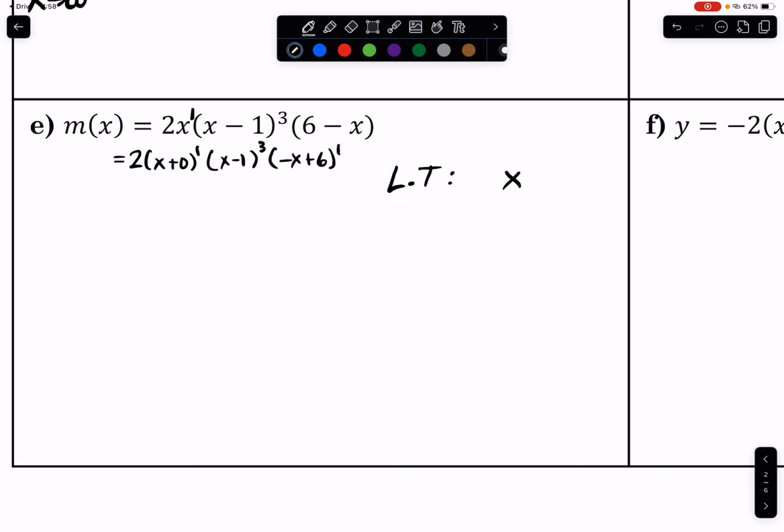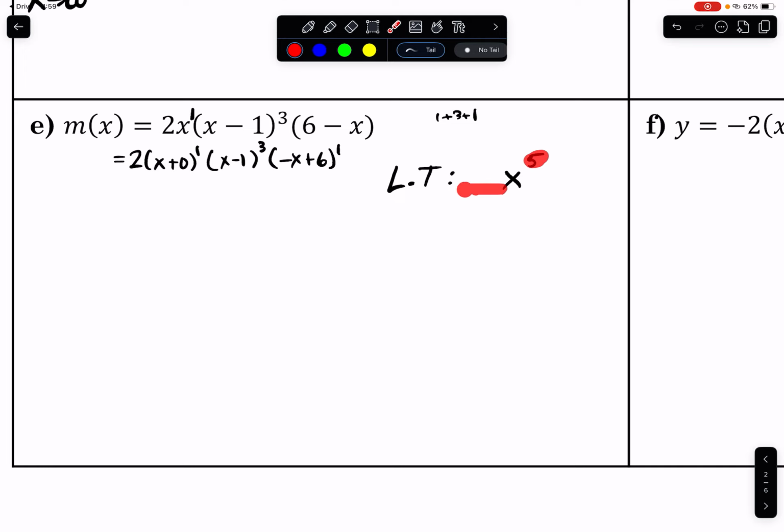So to figure out what the exponent is going to be on the leading term, I simply add up all my factors. So 1 for x plus 0, 3 for x minus 1, and 1 for negative x plus 6, that's a total of 5. So the degree of this is going to be 5. 1 plus 3 plus 1. And I don't add this one right here because this one doesn't have an x. It's the x to the first power, which is the x plus 0 to the first power. So that's my degree.